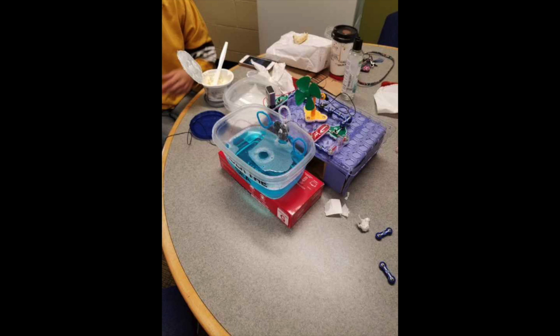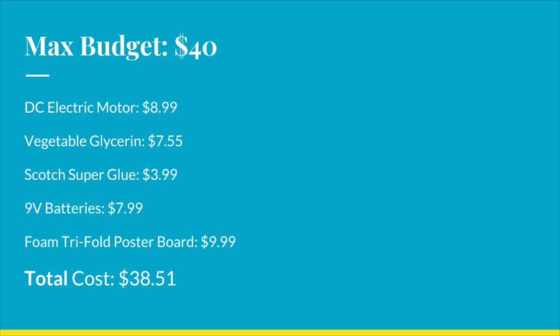And lastly, we used a higher voltage battery so it can make the fan and the wand a more powerful speed. So the budget for the automatic bubble blower was $40. We spent $9 on motor, $8 on glycerin, $4 on glue, $8 on batteries, and we bought a trifold poster board for $10. So our total cost was $38.51.